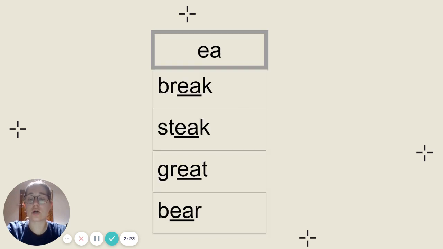Next, we have our EA words, where you hear the long A in break, stake, great, and bear. You can underline your EA for the long A sounds in break, stake, great, and bear. Go ahead and pause the video if you need to get your EA column written down.